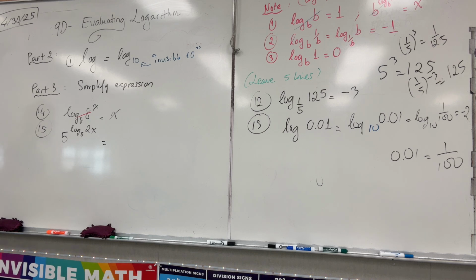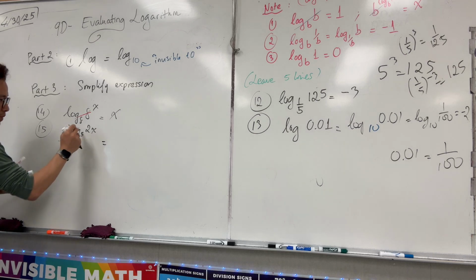Phi to the power log phi of 2x is equal to 2x. You just cancel this out. 2x.